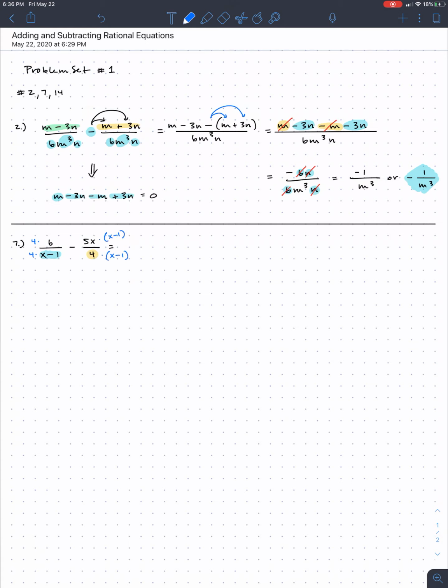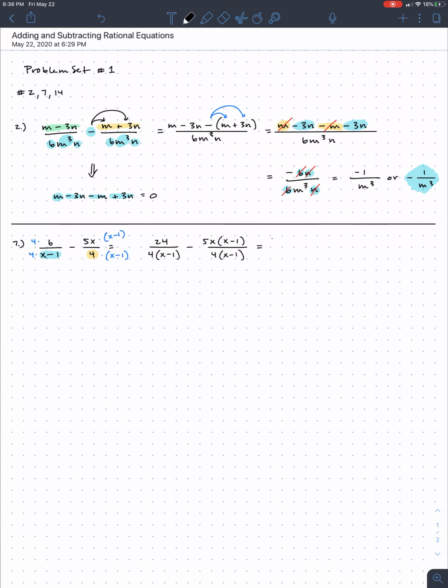Because that's the term that isn't on the other side. Okay? So here we go. 24 over 4 times x minus 1. And I'm not going to distribute the 4 yet. I'm just going to leave it right now, just so that we can see where it's at. And I have 5x, x minus 1 over 4, x minus 1. So I'm going to keep simplifying this.